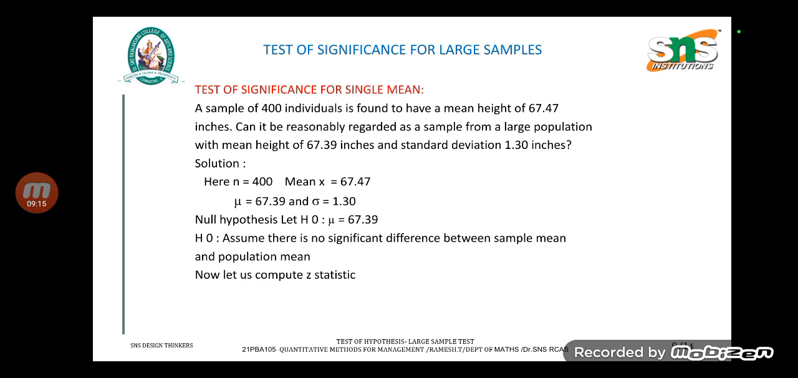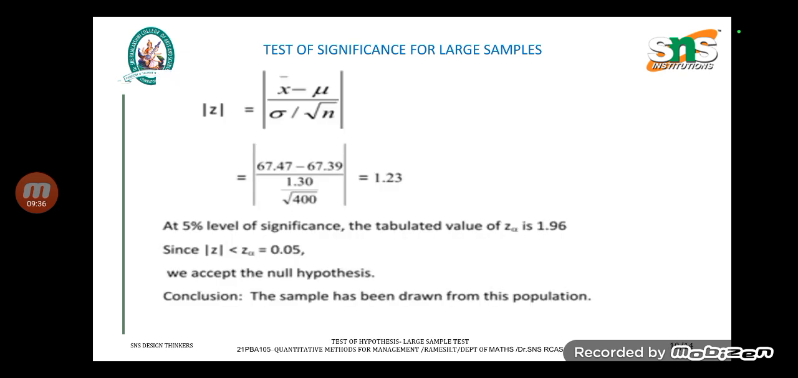So what is the null hypothesis? The sample is taken from the large population, so mu is equal to 67.39. Let us assume there is no significant difference between the sample mean and the population mean. We test the statistic: the absolute value of x bar minus mu divided by sigma by root n.